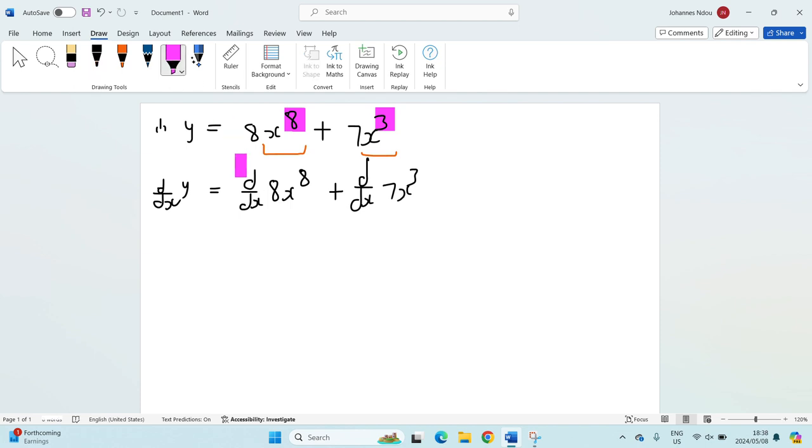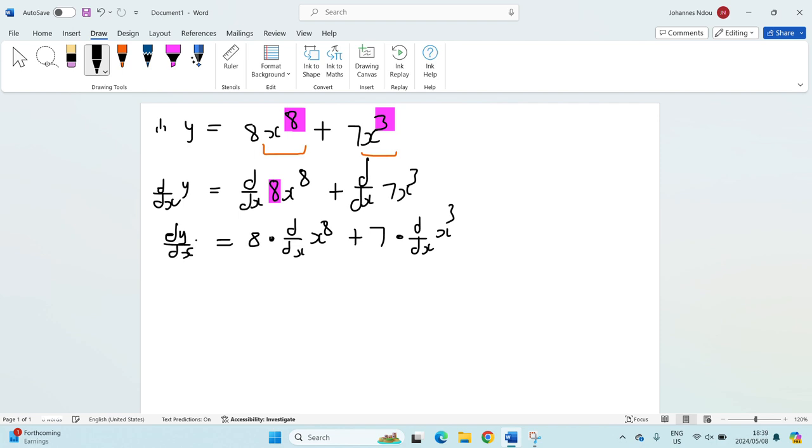Now, what do we know about a constant multiplied by a function? Well, we're going to keep the constant and differentiate the function alone. So this will be 8 multiplied by d over dx of x to the power of 8. Plus, here I'm going to keep the 7 because it's a constant, then I will differentiate the x to the power of 3. Now, d over dx of y will give you dy over dx, meaning we are differentiating an expression y with respect to x.